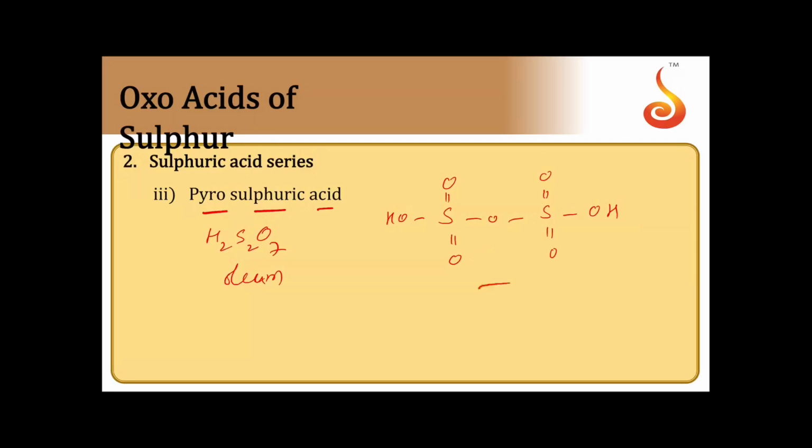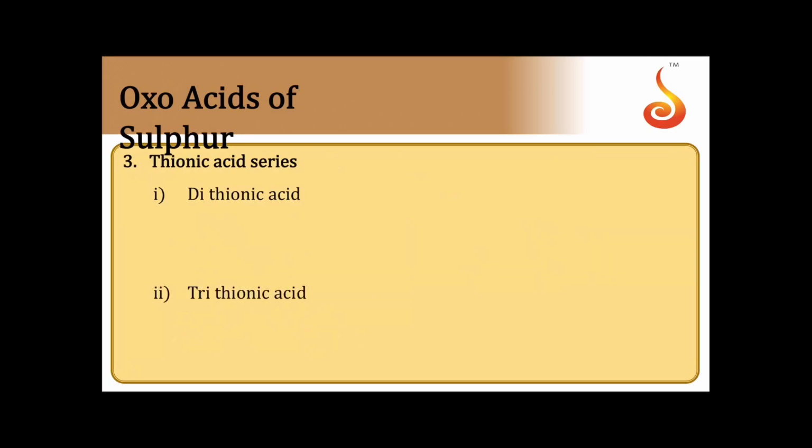Oleum is actually supposed to be a mixture of sulfuric acid plus sulfur trioxide. So H2SO4 plus SO3 is the oleum structure. Then comes the thionic acid series. The thionic acid series contain sulfonic groups, that is, SO3H groups, which are bonded through sulfur atoms.